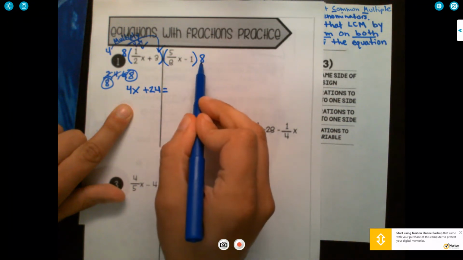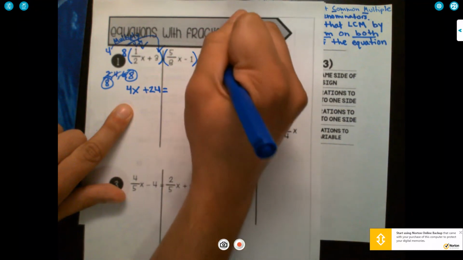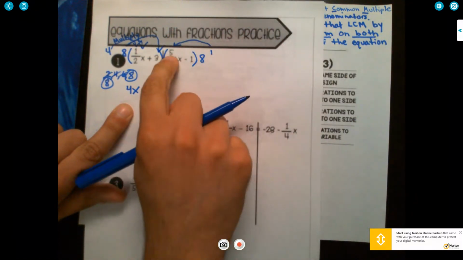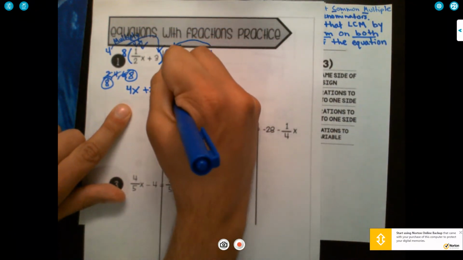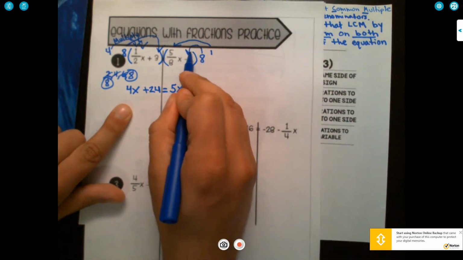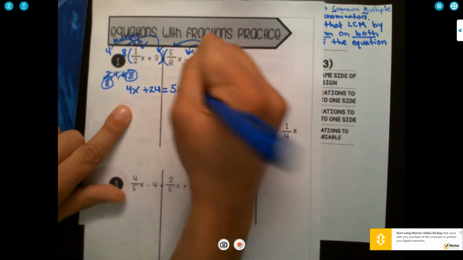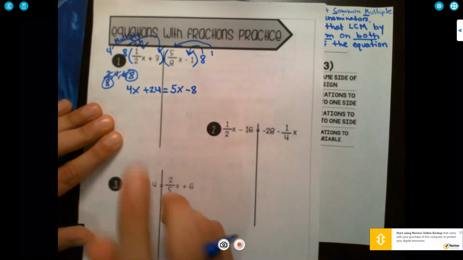8 goes into 8 one time, or 8 divided by 8 is 1. And then 1 times the numerator, which is 5. So we're going to rewrite this as 5, carry down our variable. So now we're going to multiply 8 by this term. So 8 times negative 1, which is negative 8. And then we just solve like we normally do.